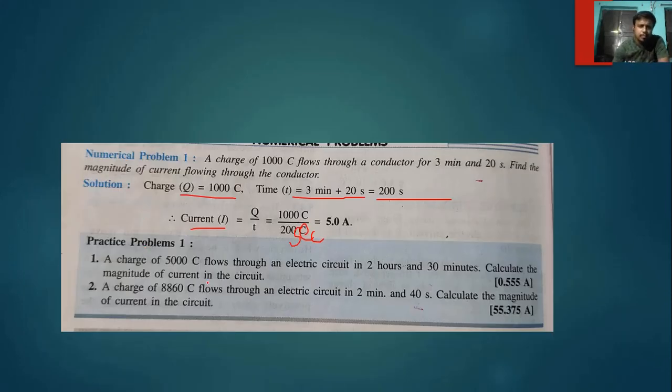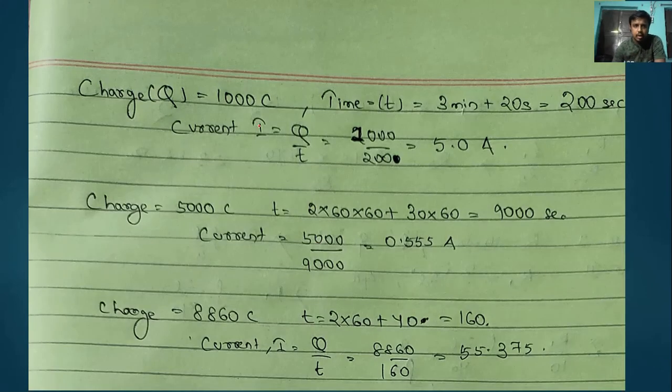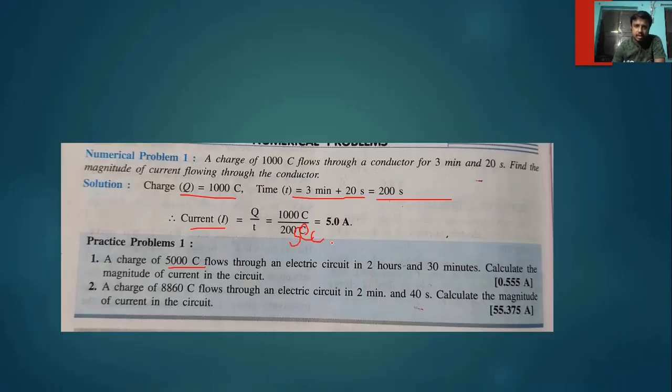In the second problem we can see that Q is given, 5000 coulomb. First thing we have to do is, when we see a problem, we have to first write the given. What is given? In this case Q is given, t is given, so we have to first write that. Here Q is 5000 coulomb, t is equal to 2 hours and 30 minutes. We have to convert it into seconds, and then calculate the magnitude of current.